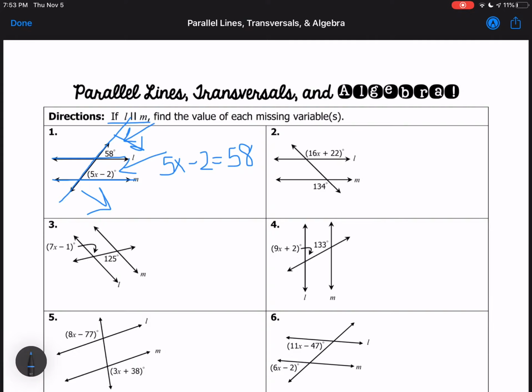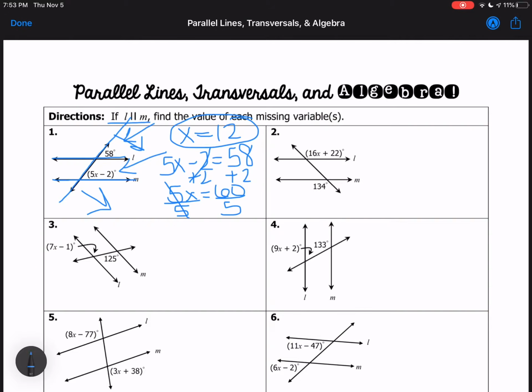Then we're just solving for the missing variable, so we're solving for x. So I'm going to add 2 here. Those cancel, add 2. So I have 5x equals 60. Lastly, I'm dividing by 5. Those cancel, divide by 5. 60 divided by 5 is going to give me an answer of x equals 12. And that'll be my final answer because I'm solving for the variable.